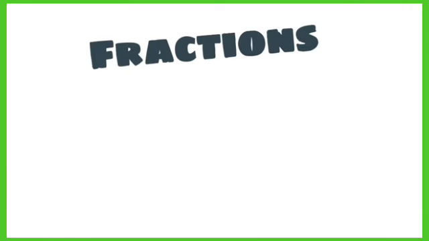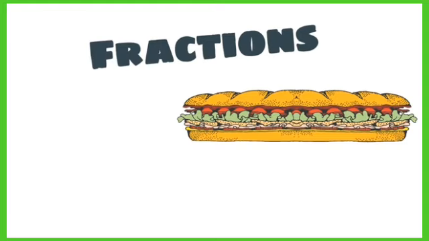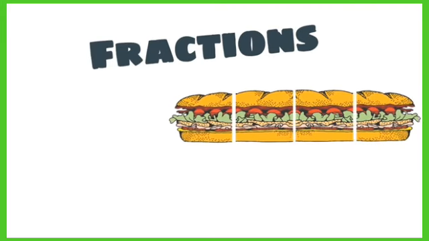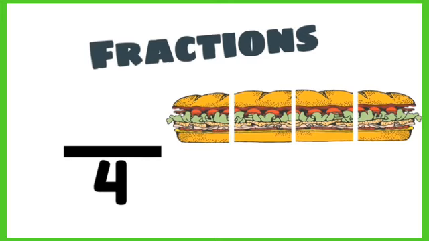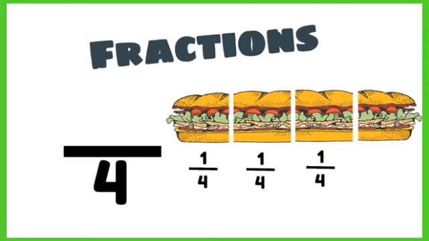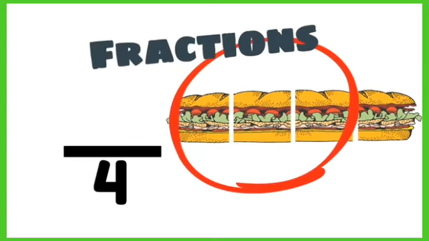Let's look at another example. Here we have a sandwich that has been cut into 4 equal parts. That means the denominator will be 4. Each one of the equal parts is 1/4. If someone were to be given 3 of those parts, they would have 3/4 of the whole sandwich. Okay, so back to number lines.